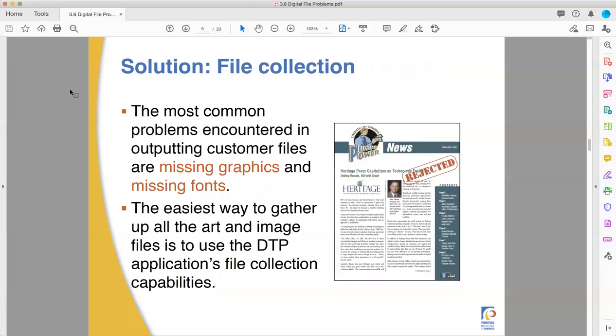So to solve these problems, you do a file collection. We looked at this last time, where you collect all the files you need. A lot of times, you can do this automatically. You can also have to sometimes search out files that are missing on a hard drive. And let me tell you, that is a tedious, boring, and long process.